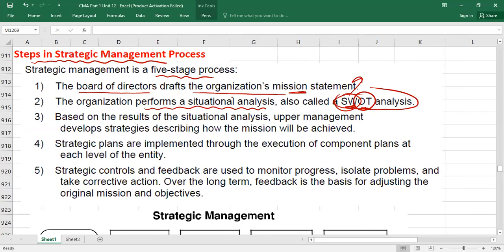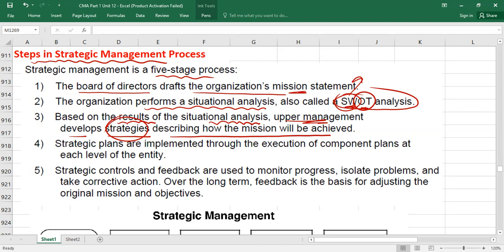Once the situational analysis is done, based on its results, upper management develops strategies describing how the mission will be achieved. In the third stage, you will develop the strategies. Strategies means that you will make a plan. For example, a plan for your study: how many hours you will study in a day, how many hours you will study in a week, how many questions you will practice, how you will attend the classes, whether physical or online. So you will decide all these things, right? You will make strategies. You will make a plan.